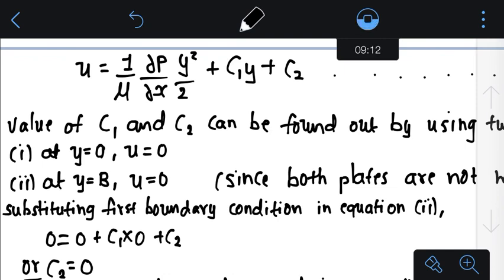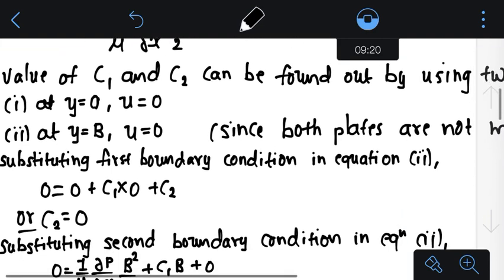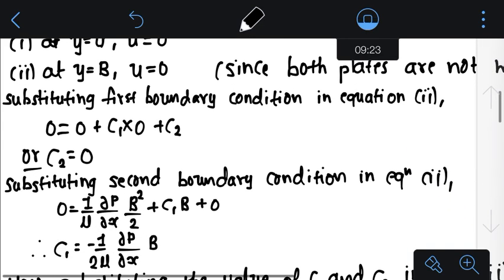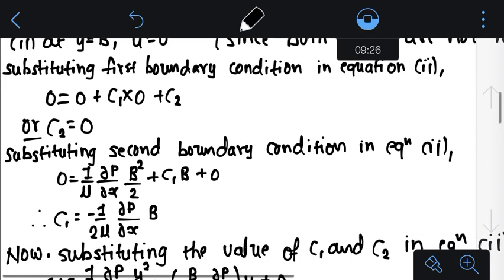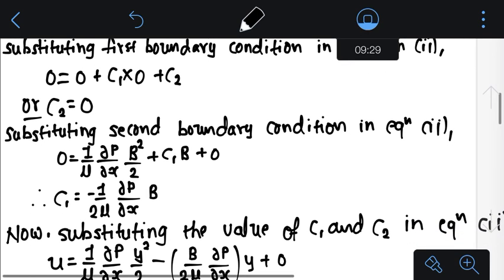So we have these two boundary conditions, and we can substitute them one by one to get the values of c1 and c2. Let's say, substituting the first boundary condition in the equation, we are going to get c2 equals 0. And if you substitute the second boundary condition into that same equation, we're going to get c1 equals minus 1 upon 2 mu, ∂p upon ∂x, into capital B.